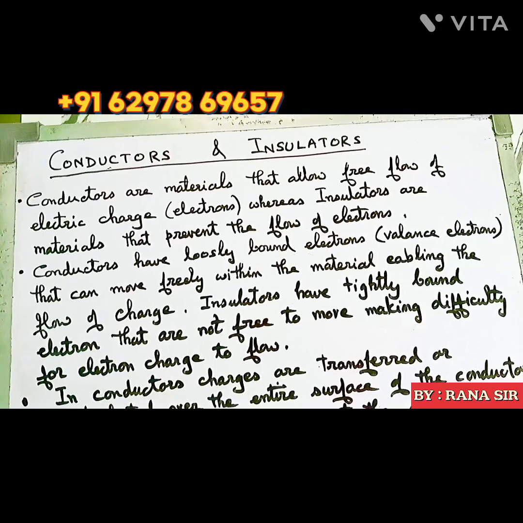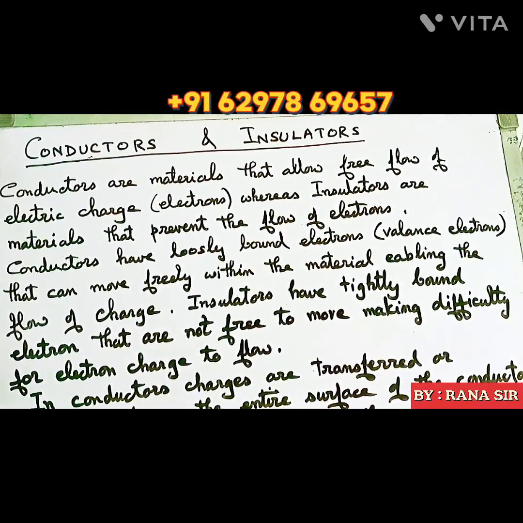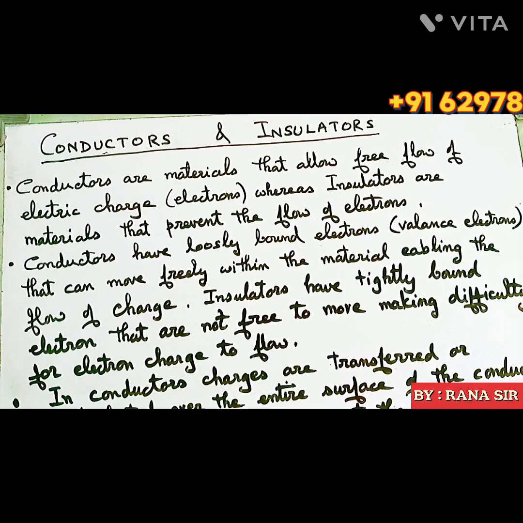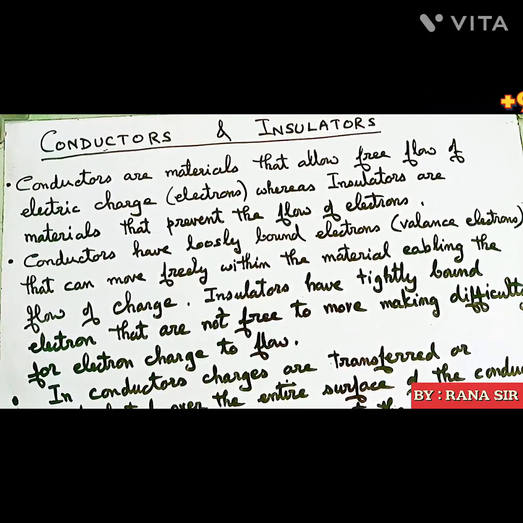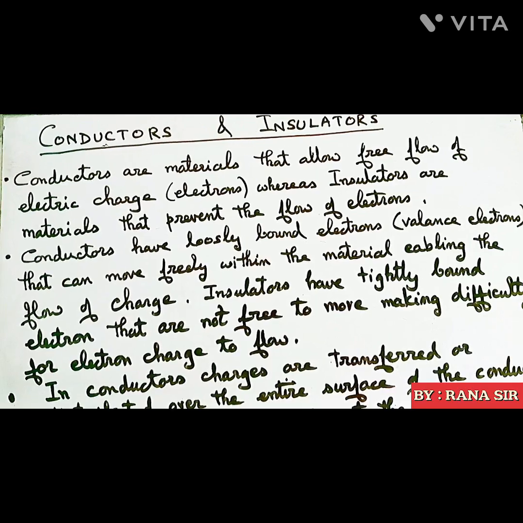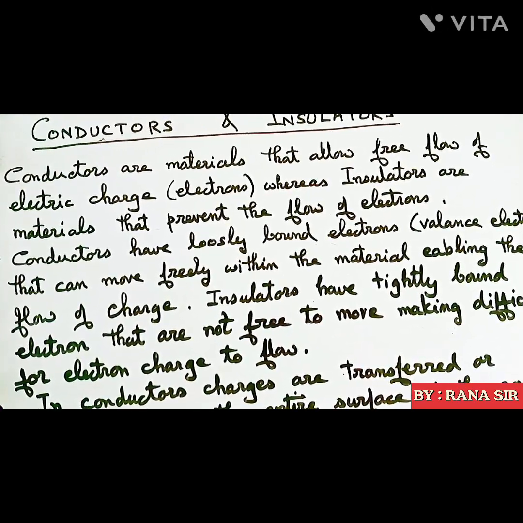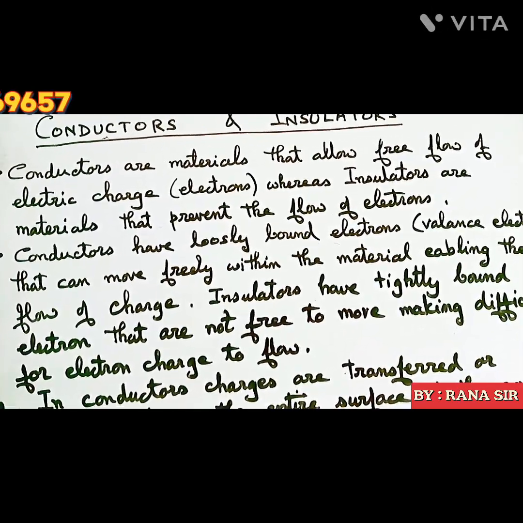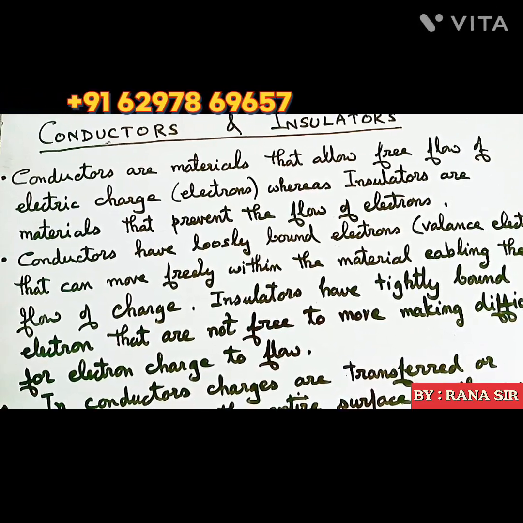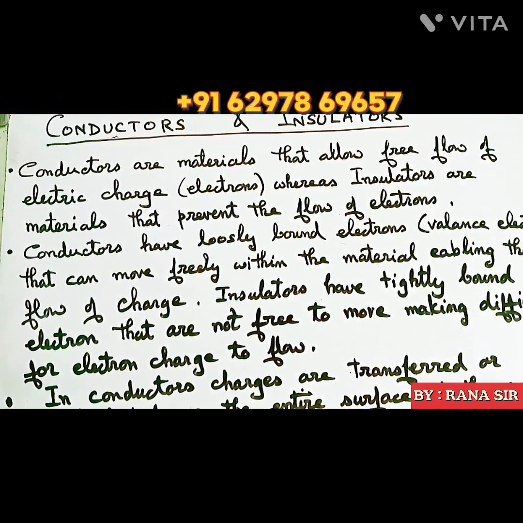So the next topic, conductors and insulators. What is a conductor? Conductors are materials that allow the free flow of electrical charge, that is electrons, whereas insulators are materials that prevent the flow of electrons. So in conductors, the electrons can freely move. In insulators, the electrons are not allowed to move.